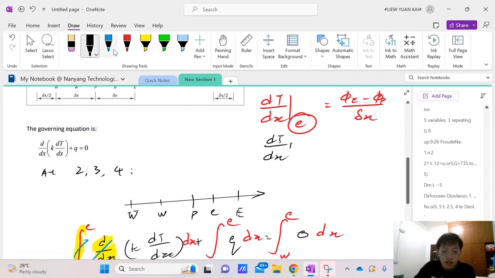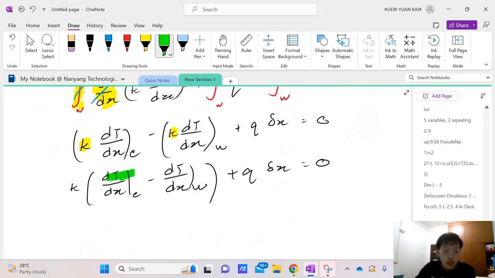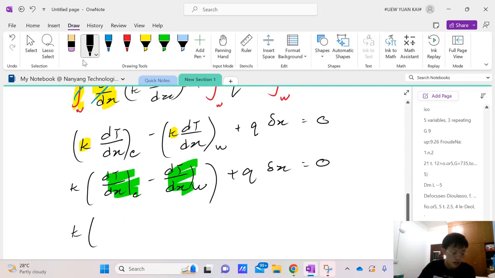Then we also need dT/dx evaluated at west. Now let's take a look at west. We stand at west, and then we look. To the right of west, we have P. To the left of west, we have big W. So this is this divided by delta x. Now we're going to substitute these two results into here and here. So let's go ahead and do that. Let me just take a look at my book.